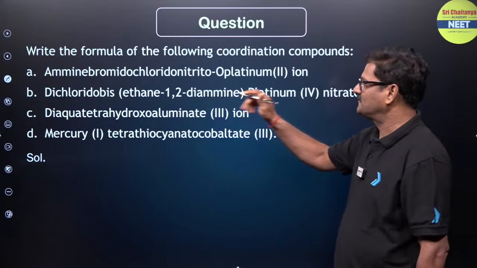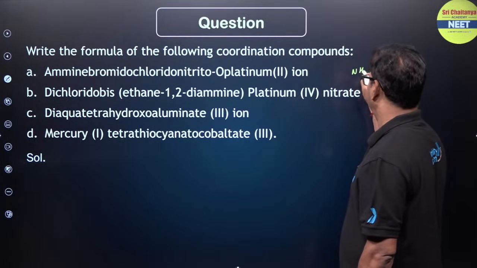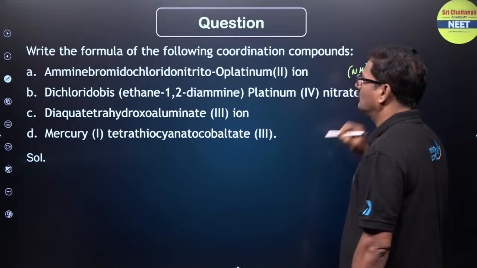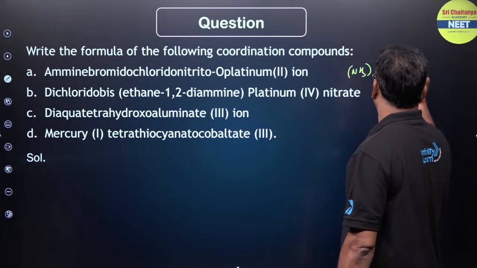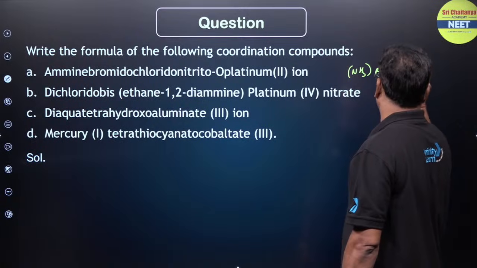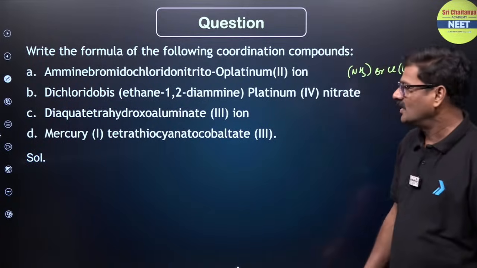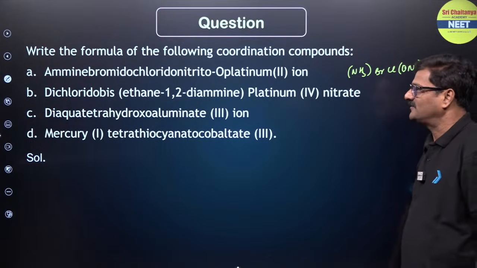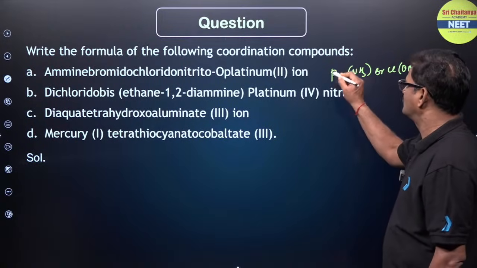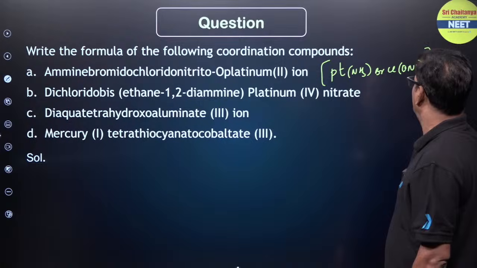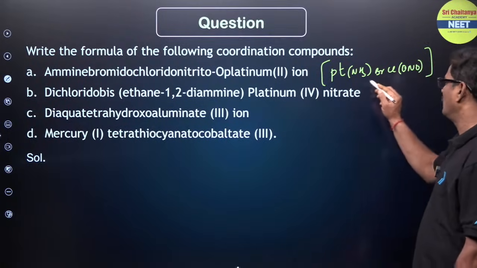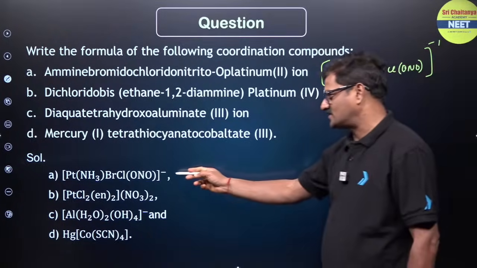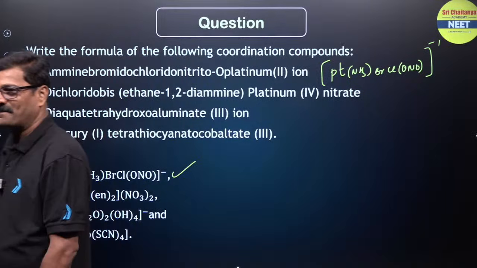So let us see. Ammine, NH3, bromido, chlorido, nitrito-O, ONO. Nitrito-N means you can say NO2. Nitrito-O means ONO. It is an ambidentate ligand. So the oxidation state of platinum will be 2. Okay, ion. So 0, -1, it is -1. So it is going to be -1. The answer comes like this. You can see the same thing.